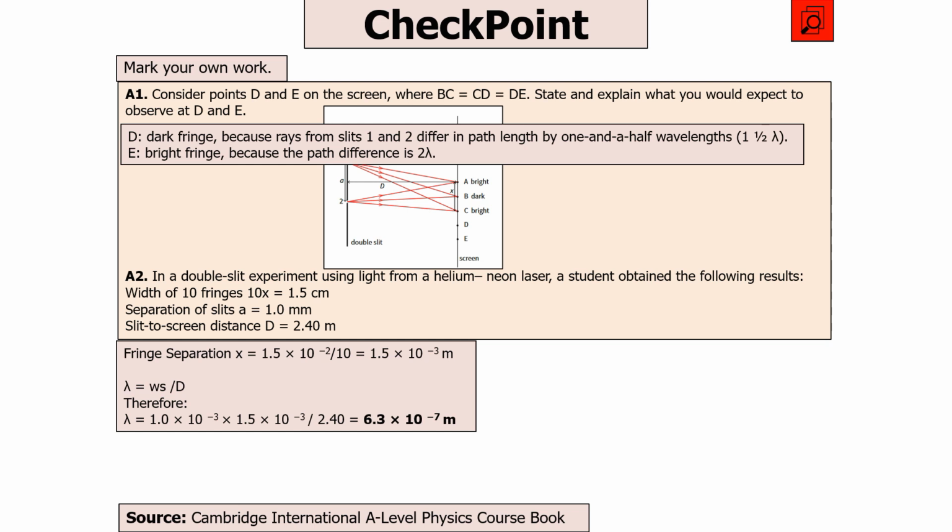Now, the next question, you've got to remember, you've got to firstly convert the width of the 10 fringes into one fringe. So it's 1.5 centimeters divided by 10. Then you've got to convert that into meters. You've got to convert the separation of the slits into meters. You pop it into the equation, lambda equals WS over D, and you get 6.3 times 10 to the minus 7 meters. That looks like it's going to be right because it's about 600 nanometers.